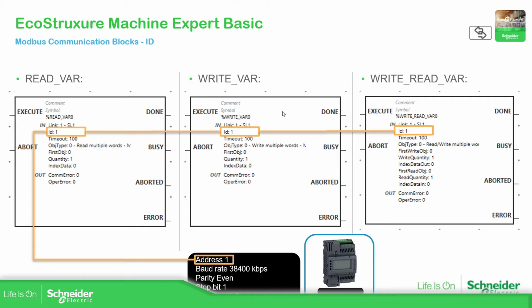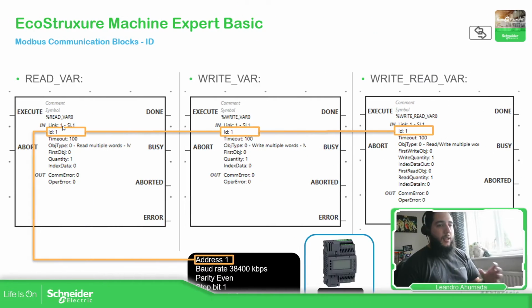When we add this function block in our code, you can see here the instance: how we start, read_bar, write_bar, read_bar, and then you have the number. That will be the instance of those function blocks. Then you have the link. The link is there because the PLC can have Ethernet or another serial line, so we need to define how these function blocks are going to be used.